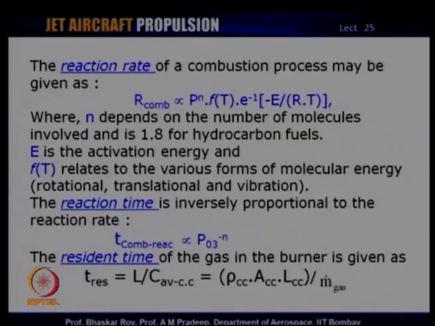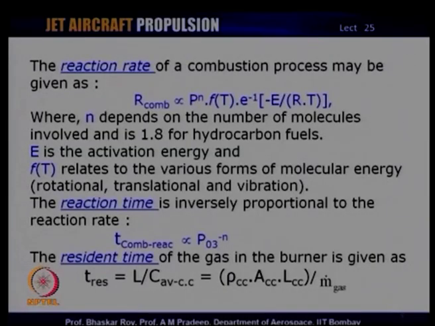E is the activation energy, and F t relates to the various forms of molecular energy that is involved in the process of combustion. That is the rotational, translational and vibrational energy, which are released when the heat is released. The molecular energy that it acquires from the heat release manifests itself in these three forms, which is then released to the air that is passing through, and it acquires all this energy into itself.